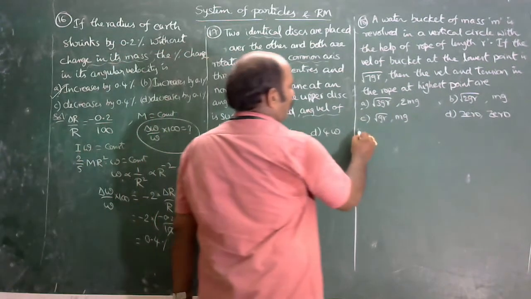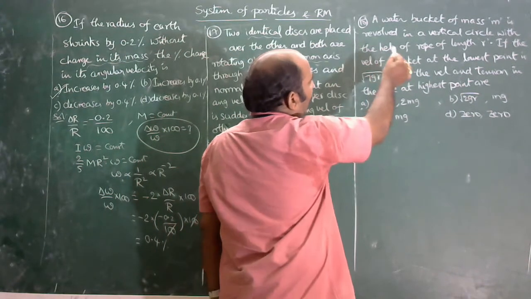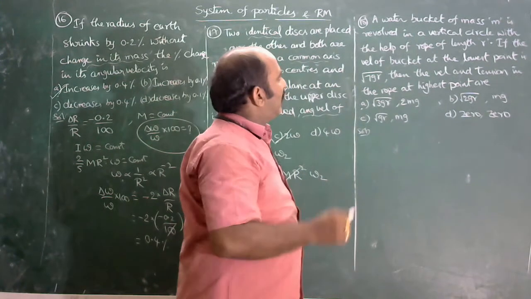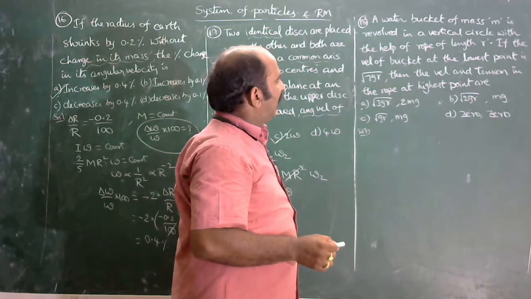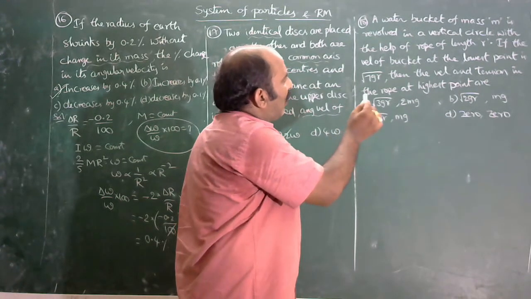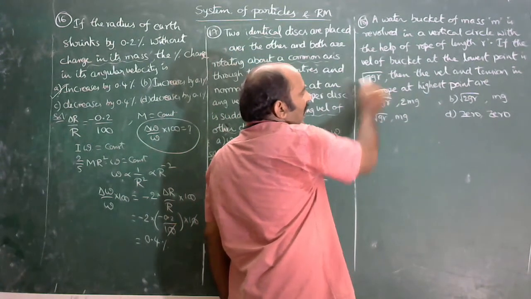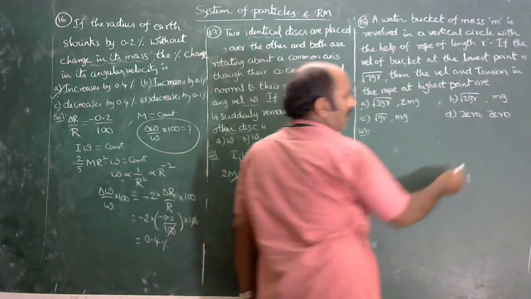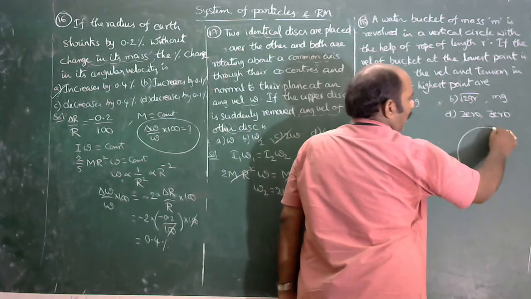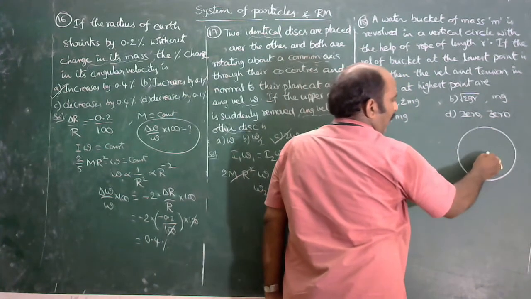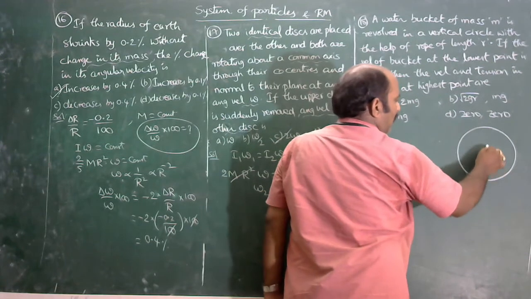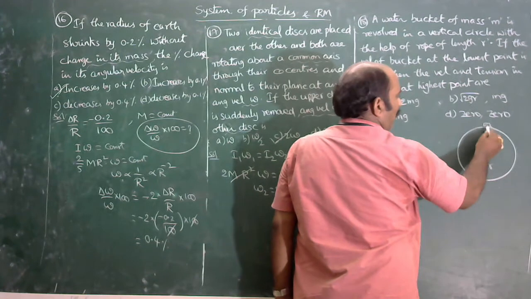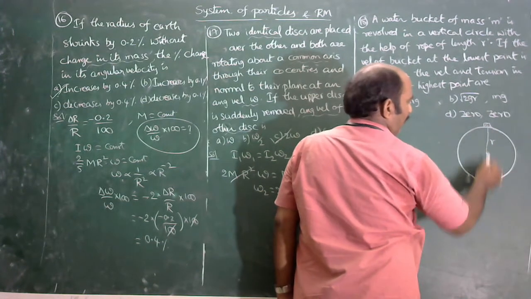See next one. A water bucket of mass small m is revolved in a vertical circle with the help of a rope of length r. If the velocity of bucket at the lowest point is root of 7 g r, then the velocity and tension in the rope at highest point are. See here, this is a vertical circle of radius r. This is also r. Here it is upper point and this is lowest point.